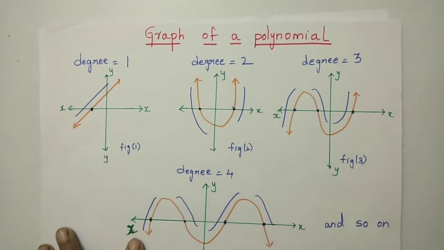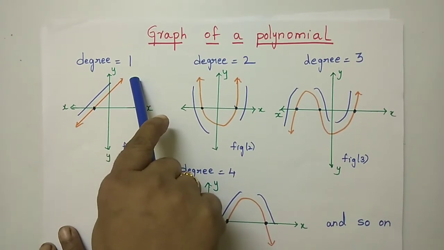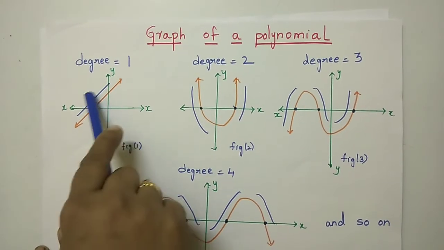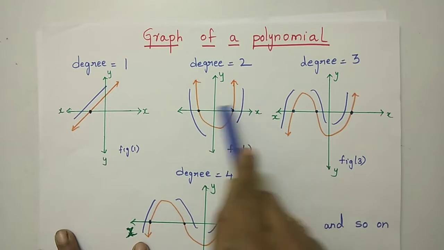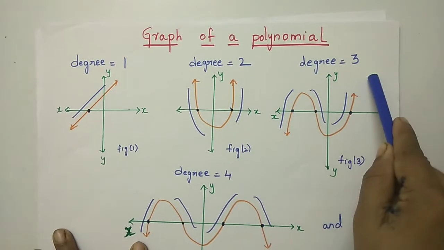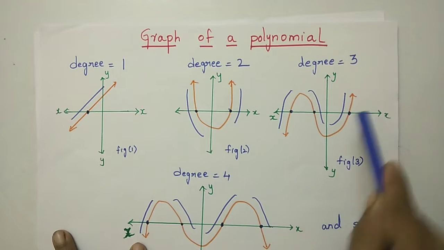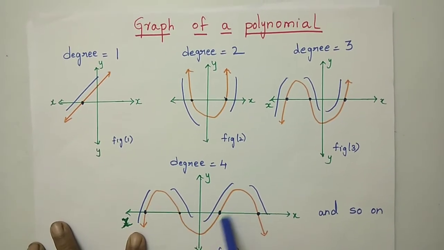If you observe, for a polynomial of degree 1, the number of zeros is 1. For a polynomial of degree 2, the number of zeros is 2. For a polynomial of degree 3, the number of zeros is 3. For a polynomial of degree 4, the number of zeros is 4.